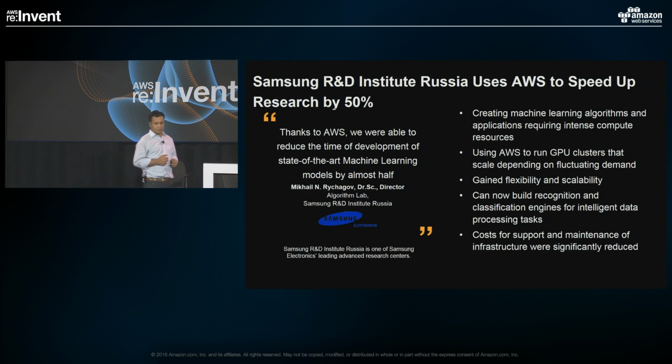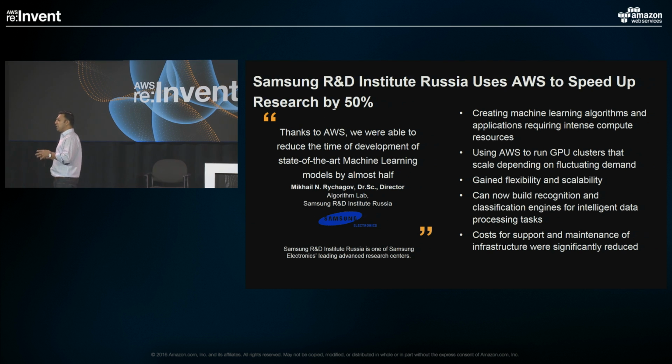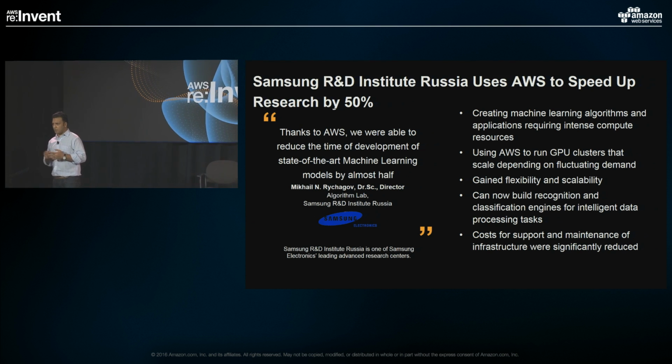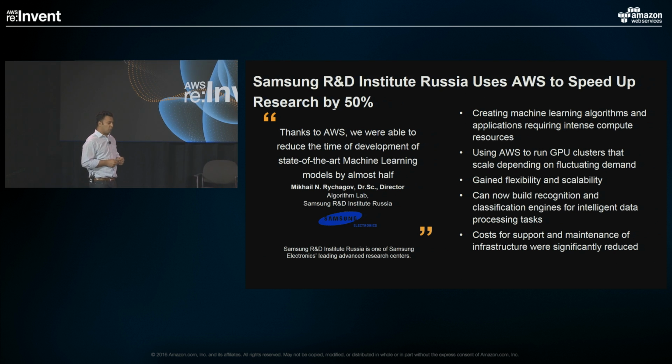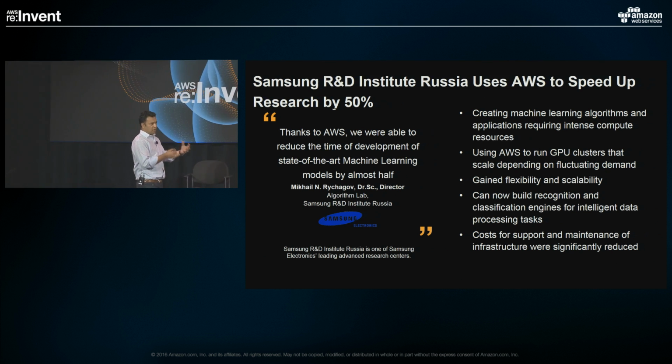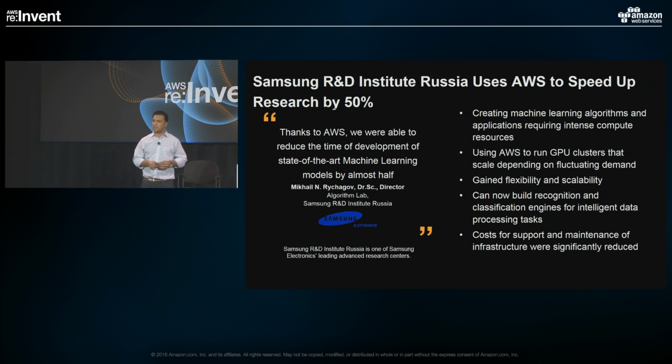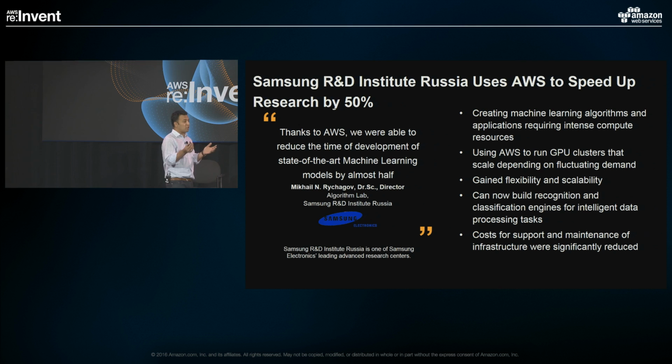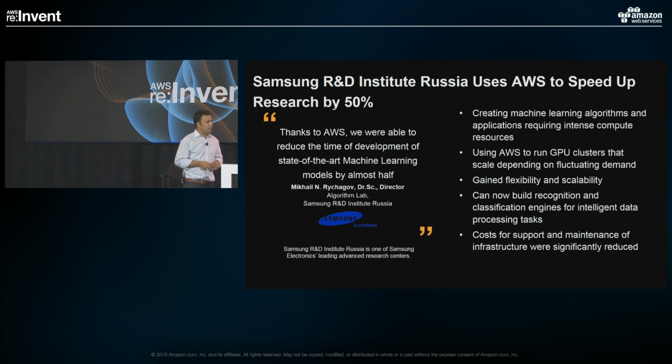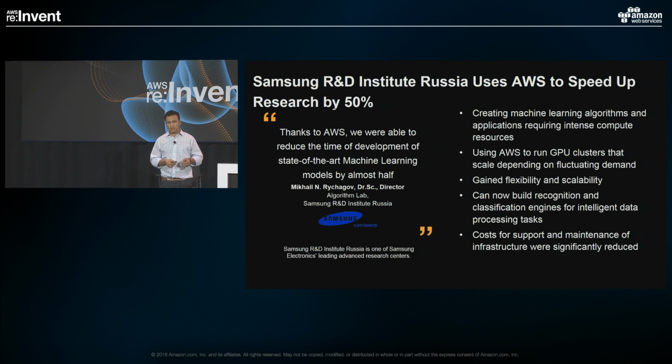So to give you an example of machine learning, one of our customers, Samsung, has a Russian facility that specifically develops machine learning algorithms for their electronics division. So Samsung was using GPUs in their own data centers before, but when they adopted AWS GPUs, they of course got access to hundreds of GPU servers on demand, right? So they didn't have to invest in their infrastructure. They could spin up multiple GPU instances from AWS on demand.